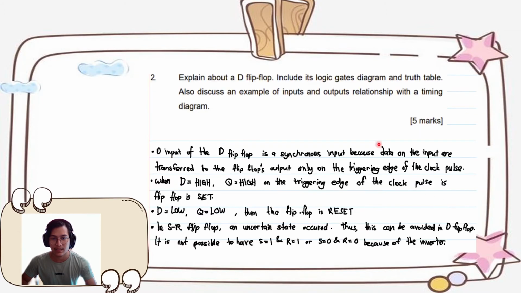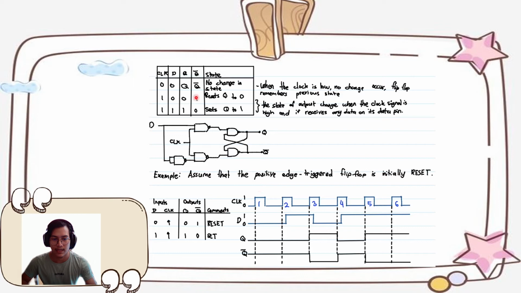And question 2 basically asks us to explain more about the D flip-flop, whereby the D input of a D flip-flop is a synchronous input because data on the input is transferred to the flip-flop's output only on the trigger edge of the clock pulse. And when D is equal to 1, then Q is 1. And the triggering edge over here, the clock pulse, is determined as set.